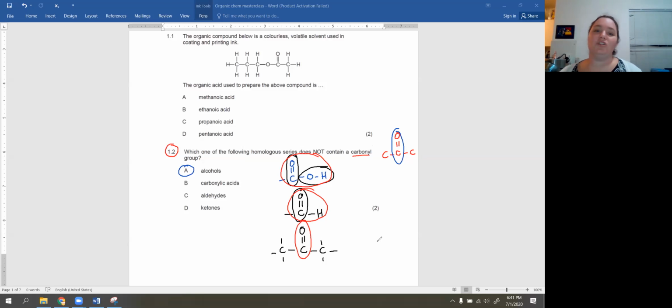So I put this question in because maybe if the question hadn't said which of the following homologous series does not contain a carbon double bonded to an oxygen, then it would have been more permissible. So just be aware of the fact that this is a tiny bit borderline in terms of what we teach you.